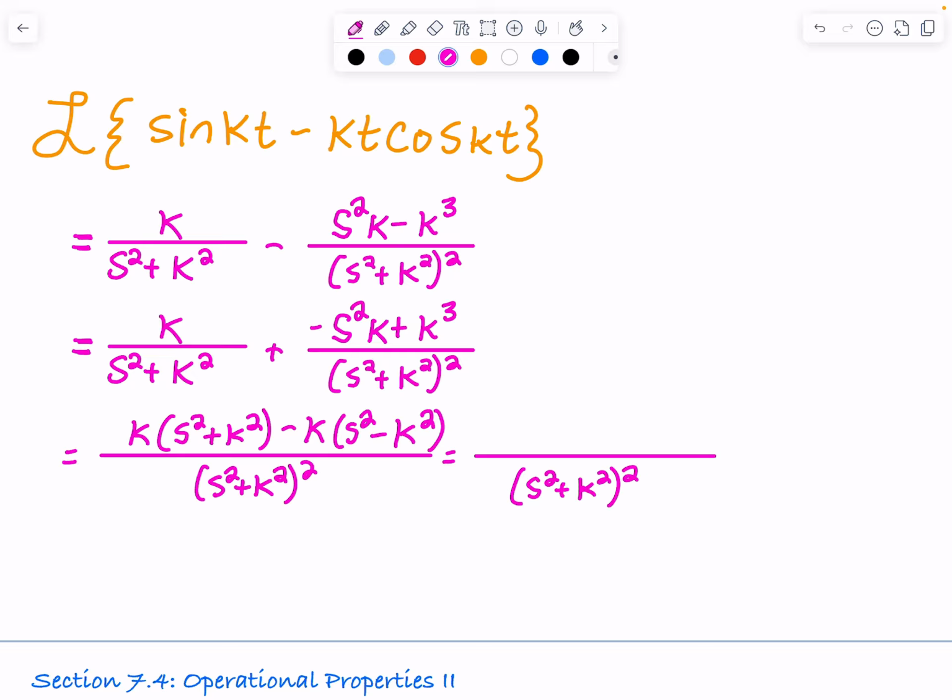And then you can see where the positives and negatives work out this time. I'm going to have a k squared s squared, and then a minus one, so those are the ones going away. So I'm going to have a k cubed plus k cubed, so it's a 2k cubed. All right, let me double check that real quick. It is a k cubed. Cool, it felt weird, but it is right.